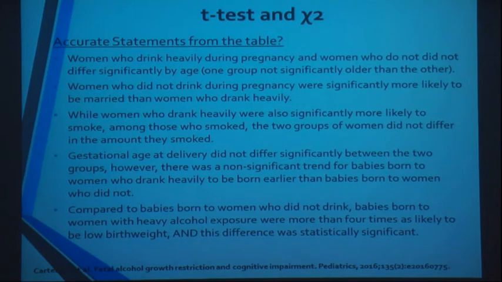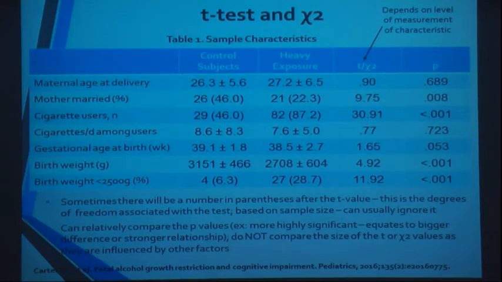All right, gestational age at delivery did not differ significantly between the two groups. However, there was a non-significant trend. Have you ever seen that term in an article? Okay, so a non-significant trend for babies born to women who drank heavily to be born earlier than babies born to women who did not. So let's look back at gestational age. All right, 39.1, 38.5, not a big difference, okay, clinically speaking. Okay, 0.053. Okay, that is not less than 0.05, so we're not going to call it significant.